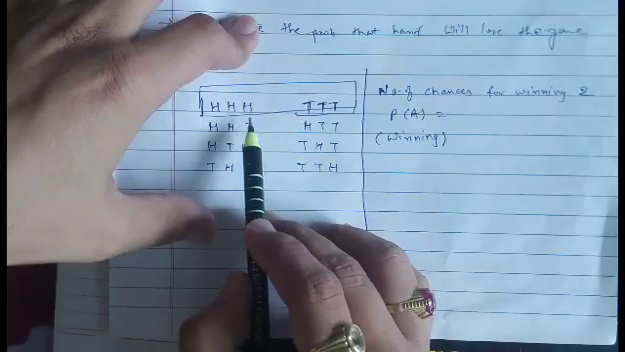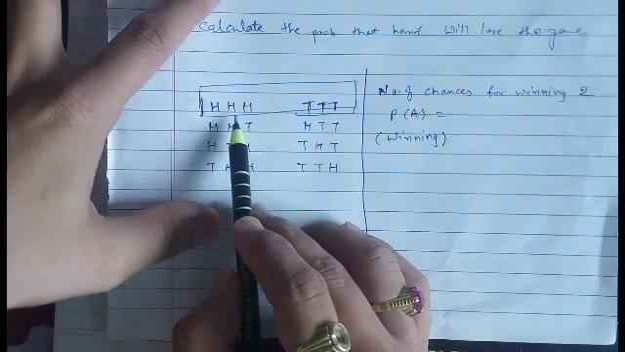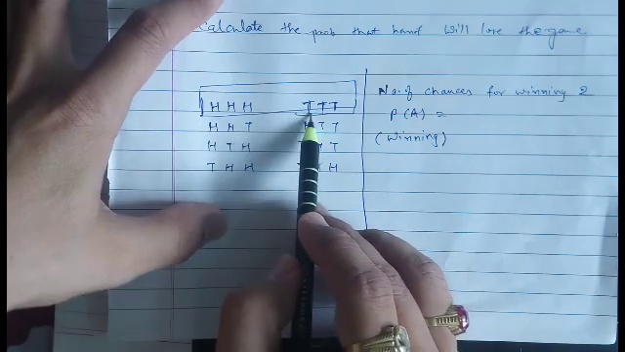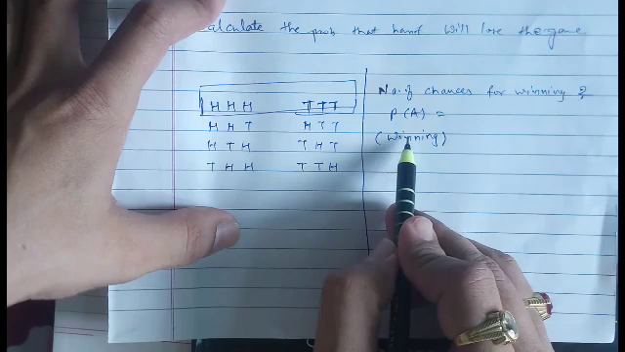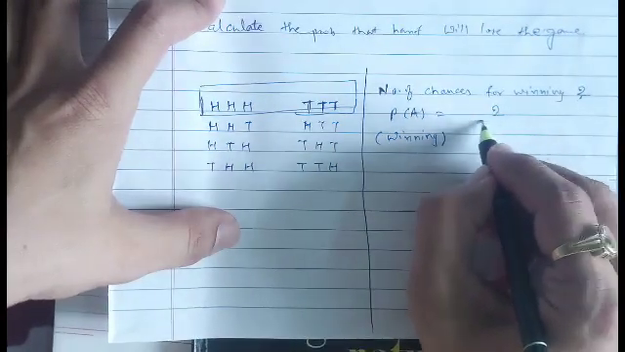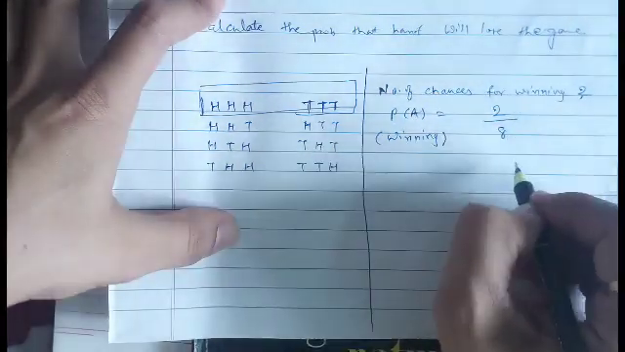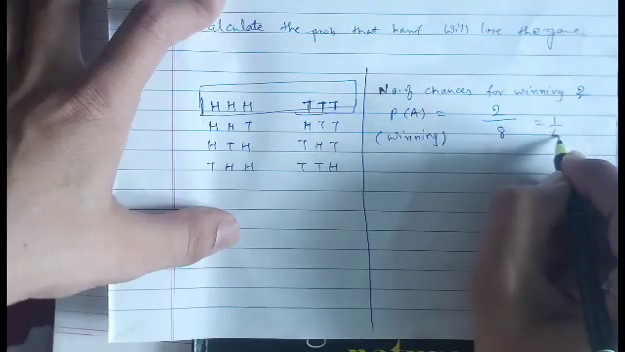Now in the question it is said that Hanif wins if he gets all three the same, means either 3 heads or 3 tails. Let's see how we can do it. The number of chances for which Hanif wins is HHH and TTT, that is 2 chances. Therefore the probability of winning is the number of chances for winning upon the total number of chances. 2 by 8 will be 1 by 4.